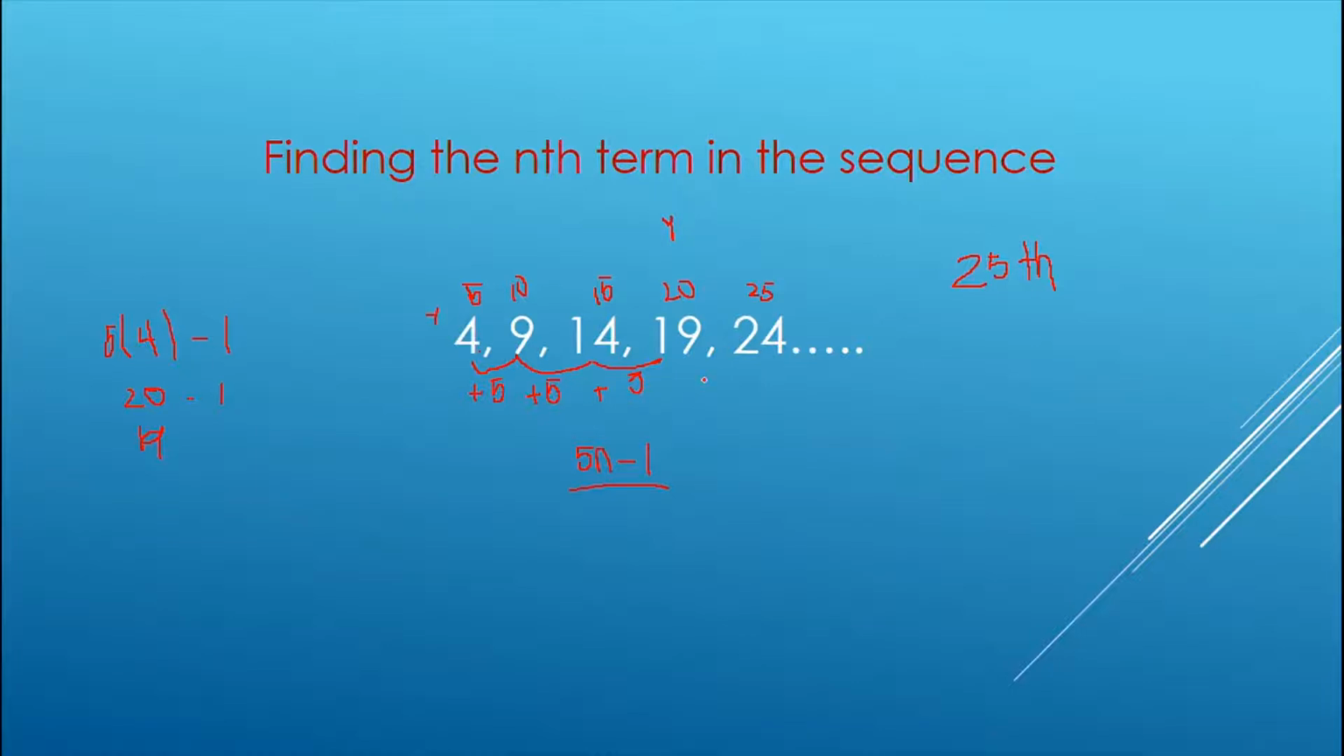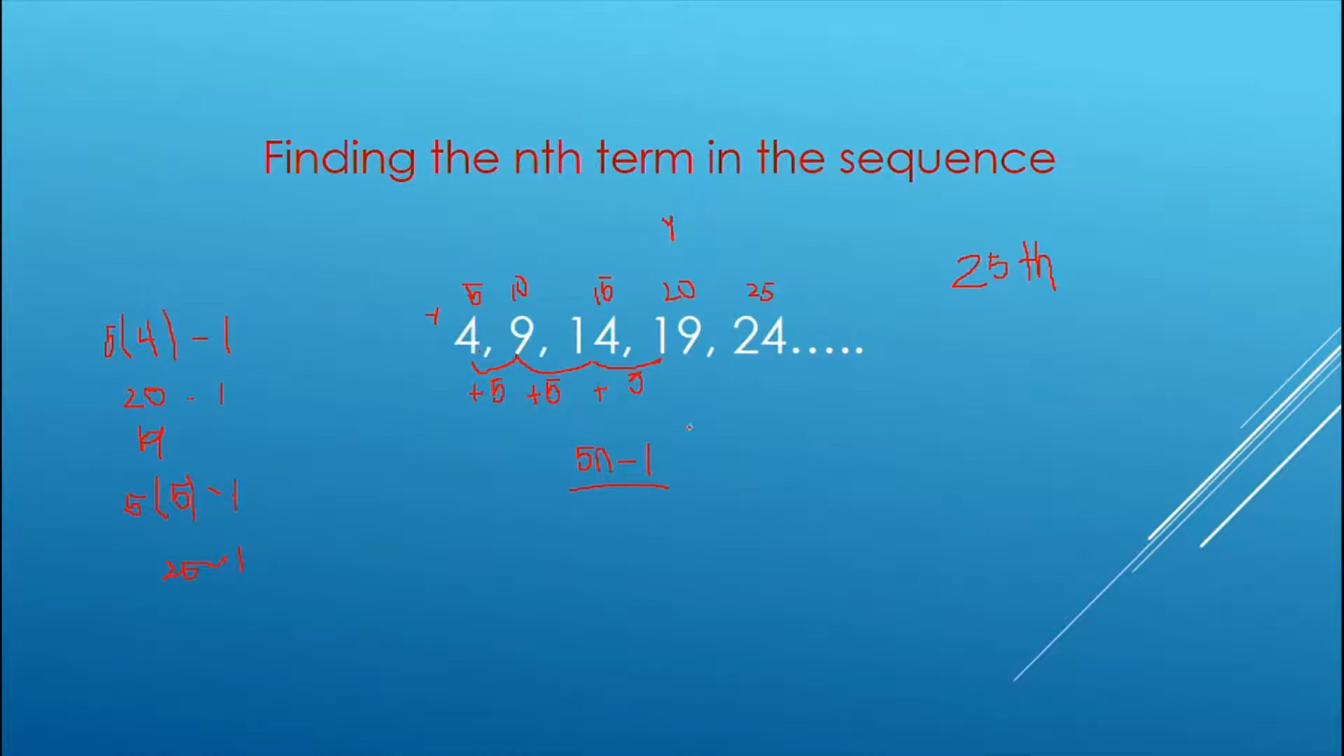Let's try another example. Let's try this one, 24. 24 here is the fifth term. So let us substitute and use our formula. 5 times the fifth term, which is the n, minus 1. So 5 times 5 is 25, and 25 minus 1, the answer is 24. So I guess our answer here is correct.